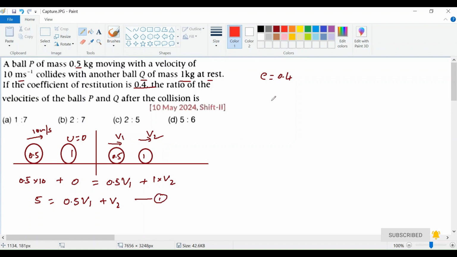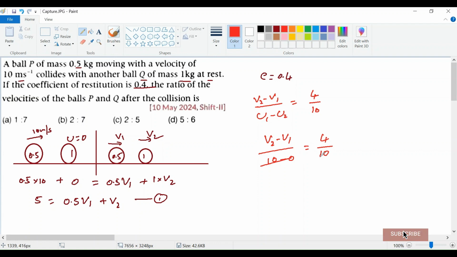Now the coefficient of restitution is given. We discussed the formula: e equals v2 minus v1 by u1 minus u2, velocity of separation by velocity of approach. This is 0.4, can I write 4 by 10? It will be easy. v2 and v1 we don't know, these are the velocities after the collision. u1 is 10 and u2 is 0, so the 10s get cancelled. So I got v2 minus v1 is equal to 4. This is equation number 2. Solve 1 and 2, you will get the answer. First equation, what?